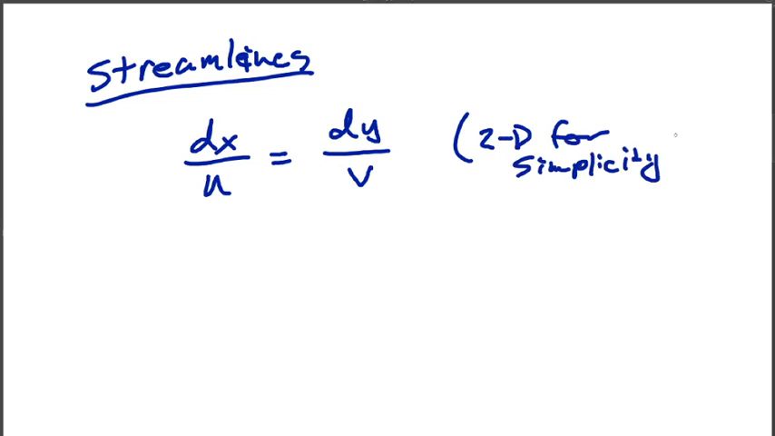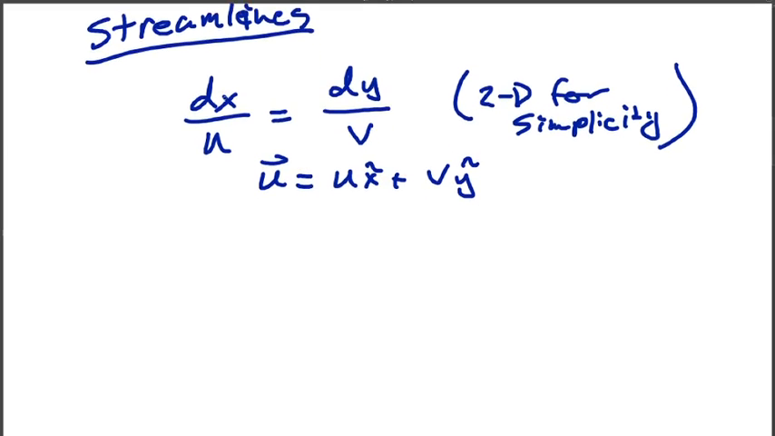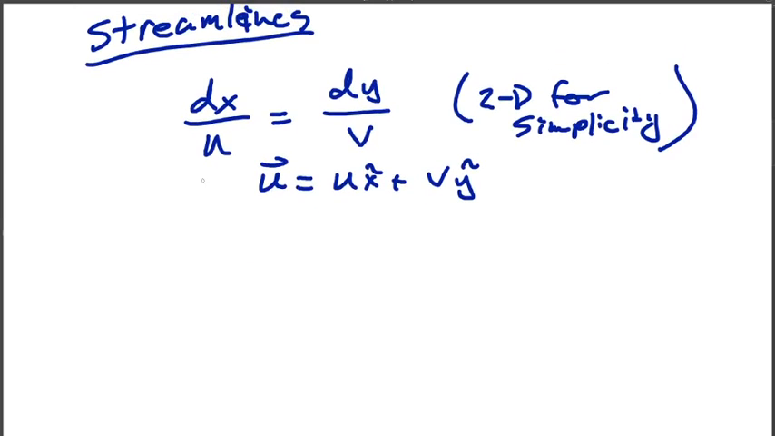Now, this describes a parametric relationship for a line, where the u vector is u x hat plus v y hat. What else can we learn from this? Let's take this relationship here and let's rearrange it. dx over u equals dy over v. That's the same as v dx minus u dy is 0, where the dx and dy are along our streamline.